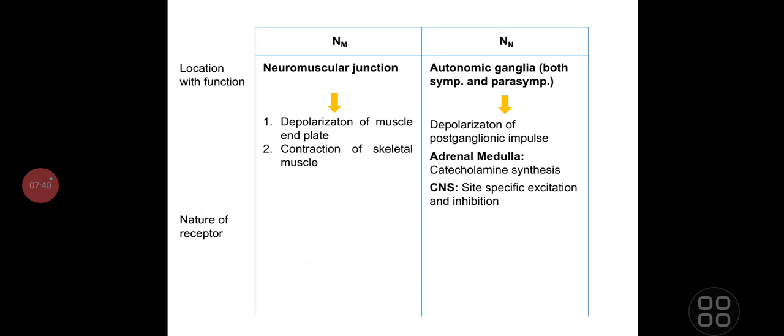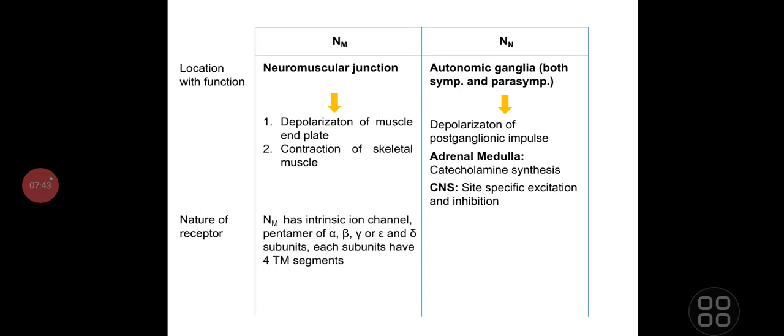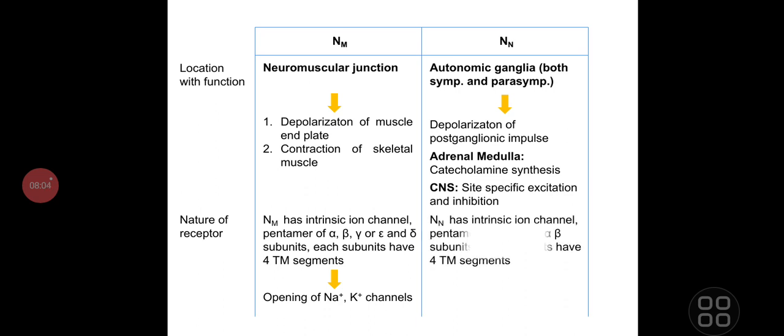Now the nature of the receptor. Nicotinic receptors are basically ligand gated cation channels. The NM receptor has an intrinsic ion channel. It is a pentamer of alpha, beta, gamma, epsilon and delta subunits. Each subunit has 4 transmembrane segments, and it is responsible for opening of sodium and potassium channels. The NN receptor also has an intrinsic ion channel, a pentamer of only alpha or alpha and beta subunits. It also has 4 transmembrane segments, and it is responsible for the opening of sodium, potassium and calcium channels.